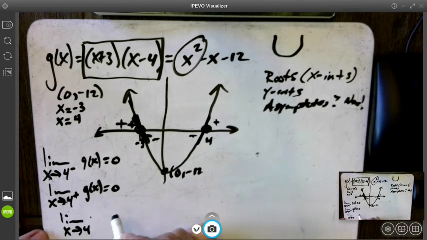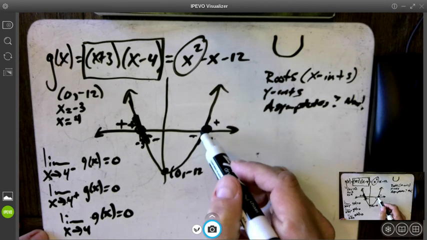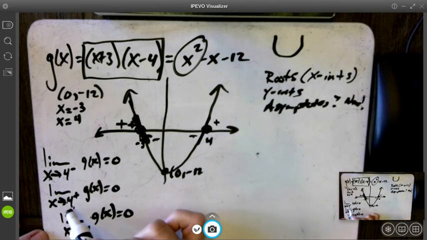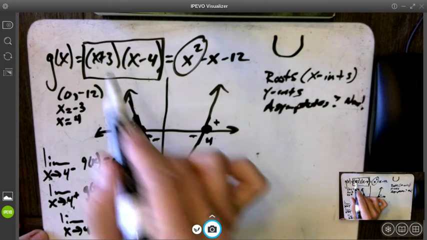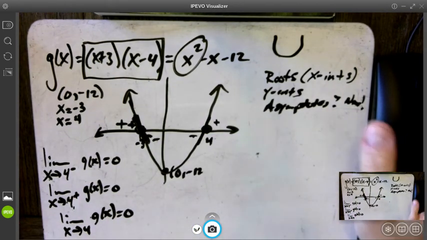If I take away approaching it from the left to the right, the limit still is 0. Okay, because remember, limits are literally just what is the y value approaching as the x value approaches, in this case, negative 3 or positive 4. Okay, that's number 2. All right, let's see.